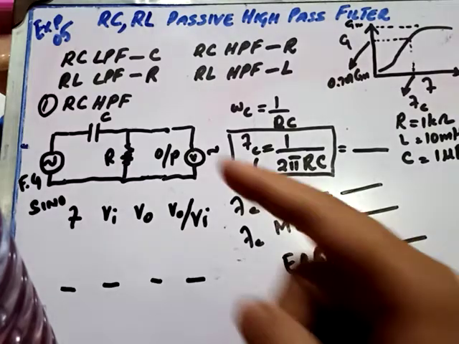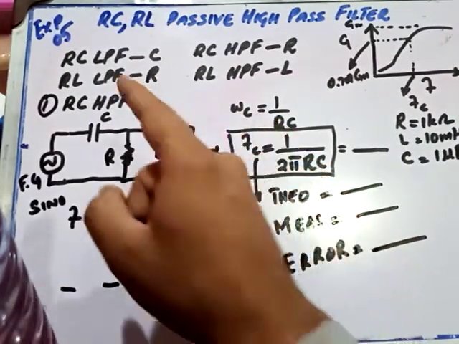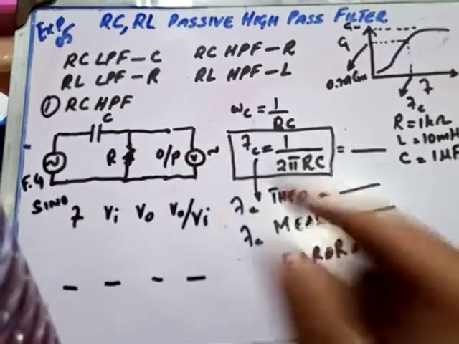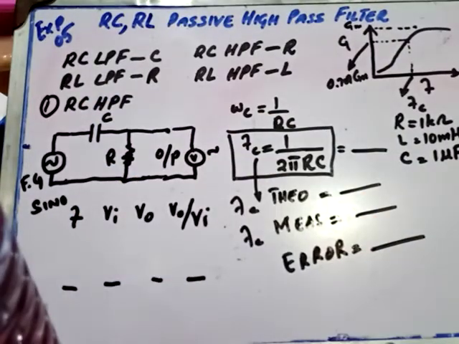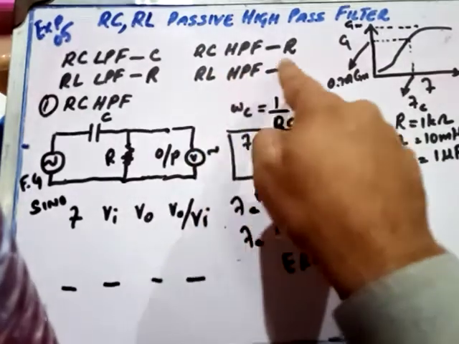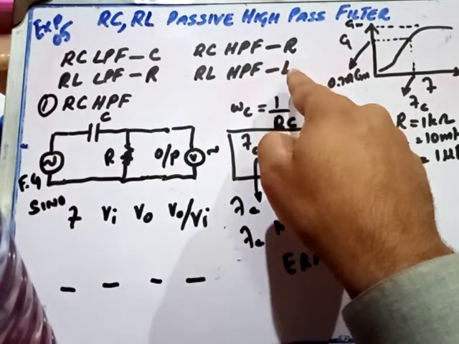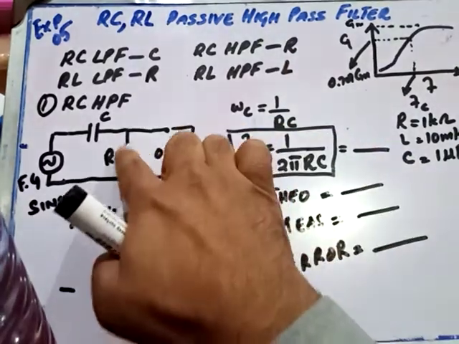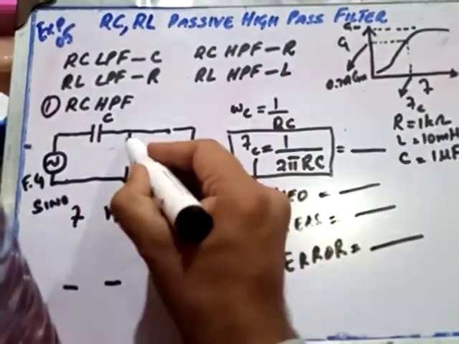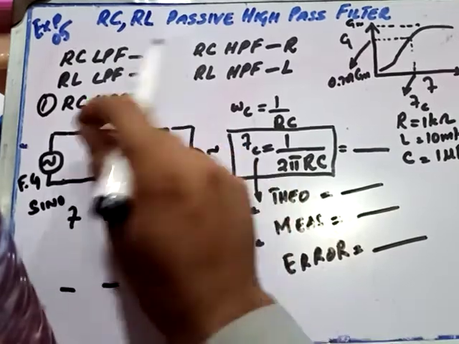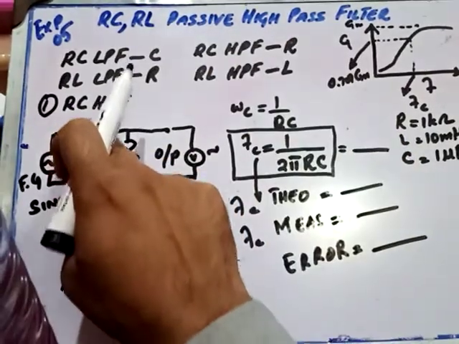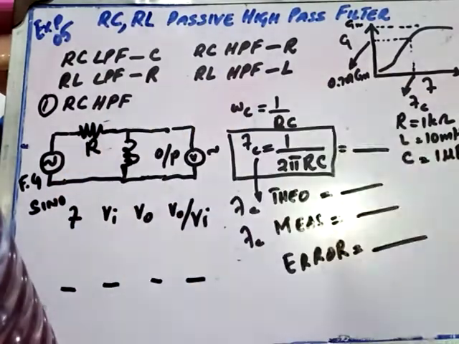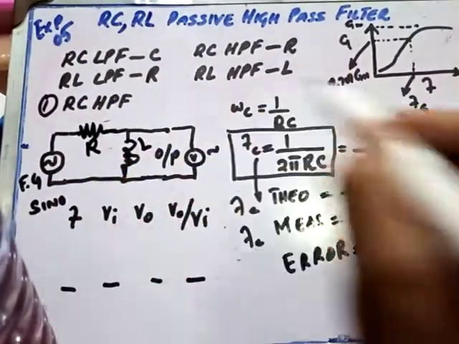This is one of the parts of today's experiment. In the second part, it is about the RL high pass filter. So you will make adjustments accordingly. In case of RL high pass filter, you are required to obtain the output across the inductor. So in place of the capacitor you will connect an inductor here, and since this is RL, the other element will be the resistor R. So this is the inductor.